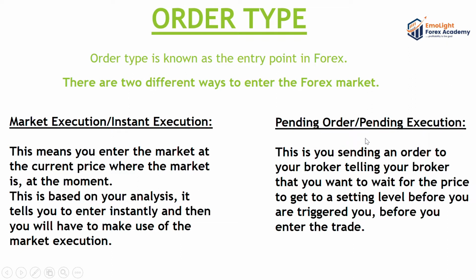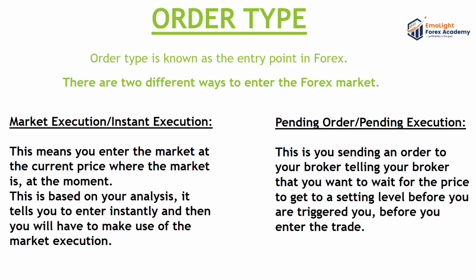Then pending order, or pending execution, is you sending an order to your broker, telling your broker that you want to wait for the price to get to a certain level before you are triggered, before you enter the trade. My broker, please, I want to wait. If the market gets to this level, trigger me. That's what is called a pending order.